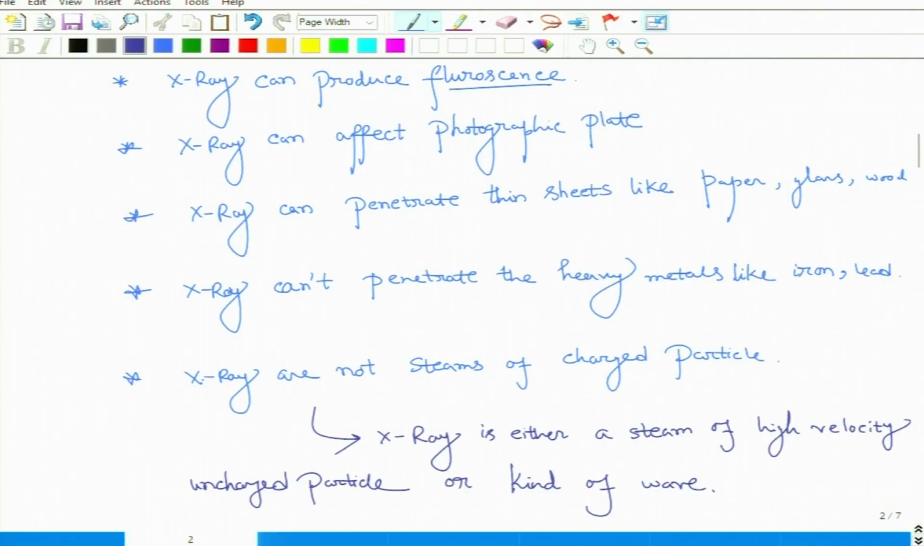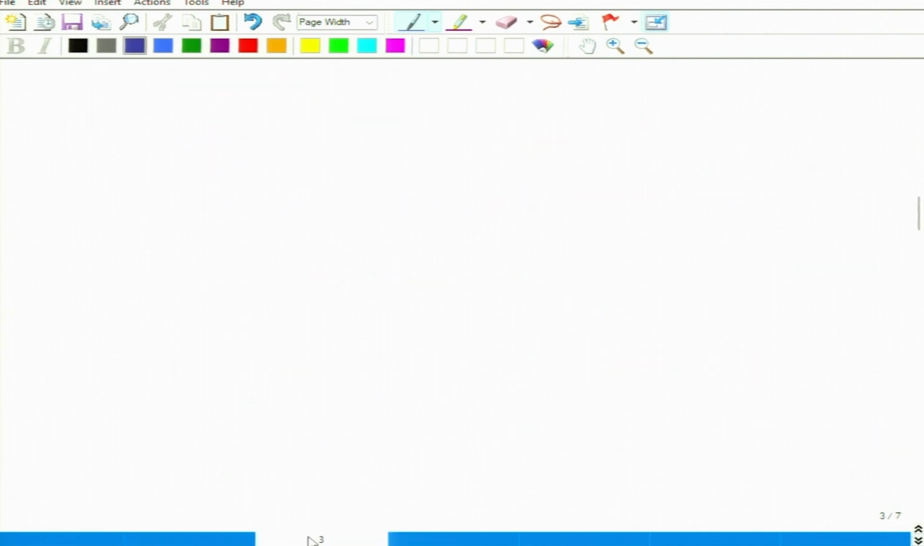Now we know these things, but at that time the dual nature concept was not there. So they thought X-ray may be a wave or it may be a flow of uncharged particles moving at high velocity. So this was the observation, and after seeing the experimental result, the scientists made this conclusion regarding X-ray. Later it was proved that X-ray is actually an electromagnetic wave.